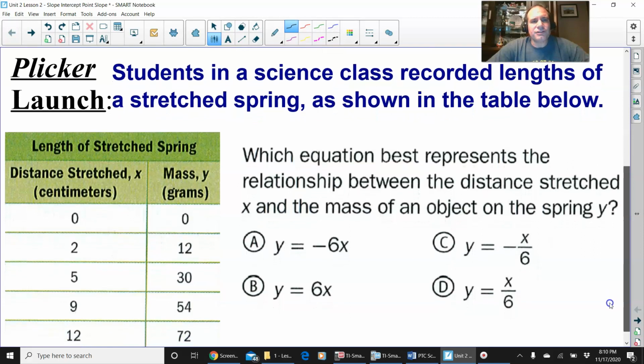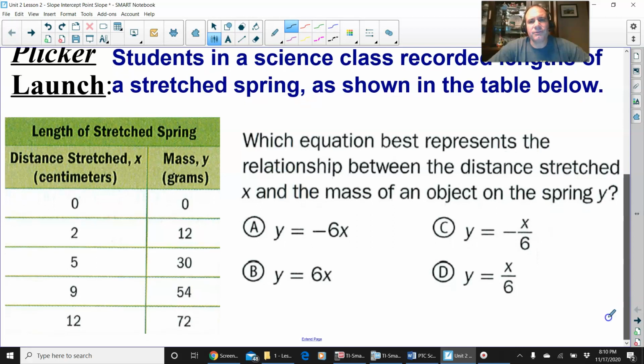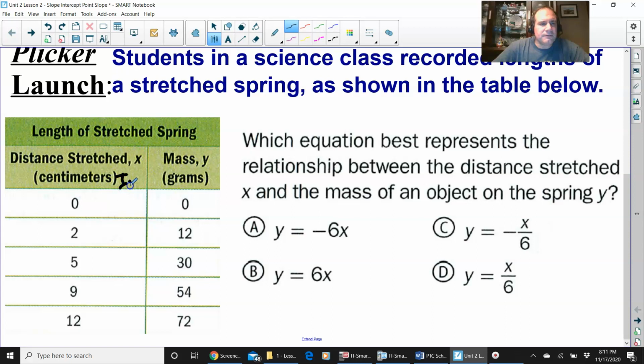The launch says students in a science class recorded lengths of a stretched spring as shown in the table below. So we are talking about the table right over here, and this is your X, and this is your Y. This is the input, and this is the output. So which equation best represents the relationship between the distance stretched, which is the X, distance stretched in centimeters, and the mass of an object on the spring, which is Y, and that is in grams.